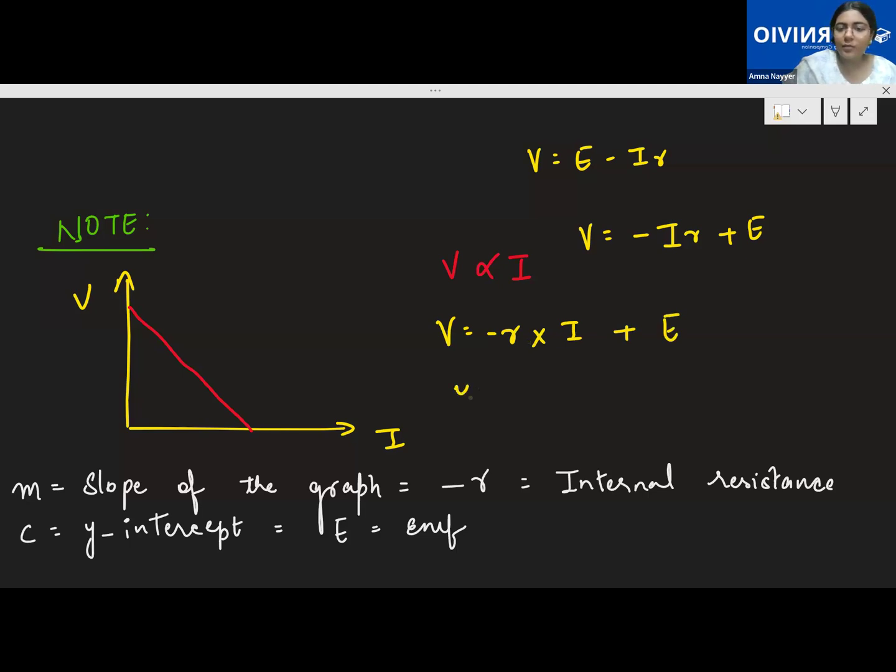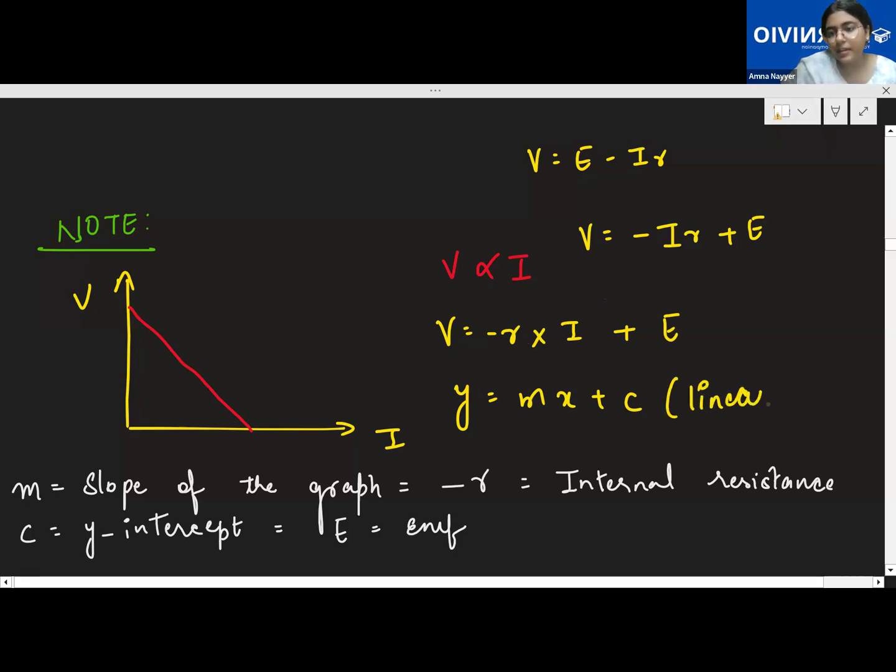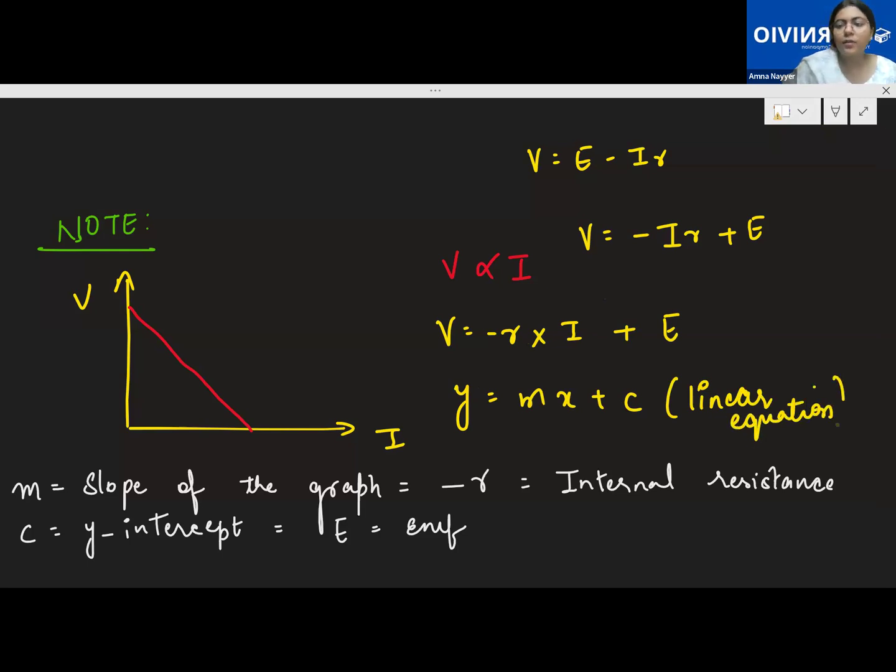Now look, if I write the equation y is equal to mx plus c, just compare. Why am I writing this? What is y is equal to mx plus c? This is the linear equation. This is the equation of the graph whenever a linear equation is present. Okay, so y is equal to mx plus c.